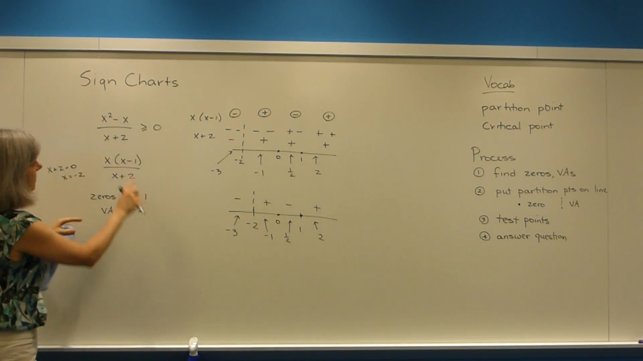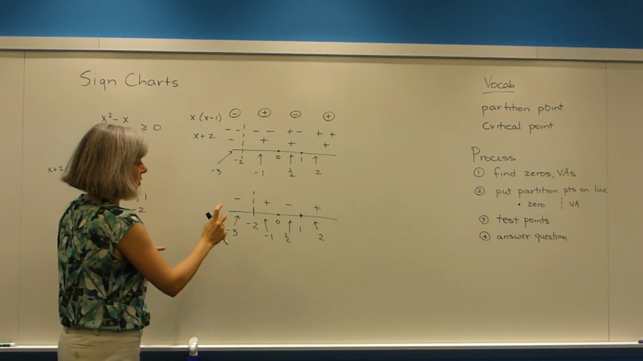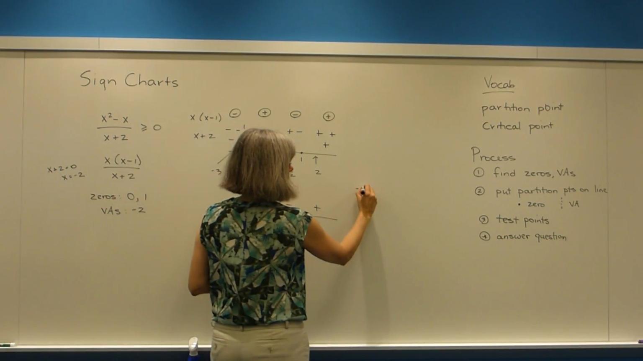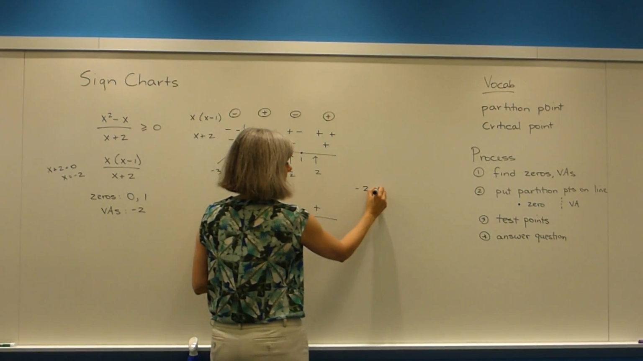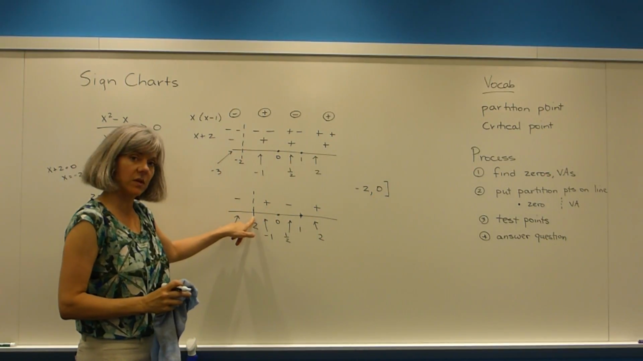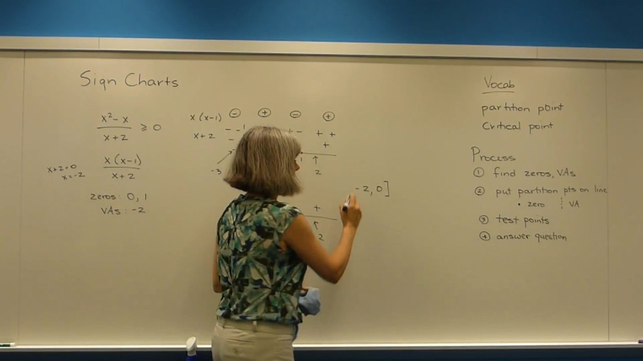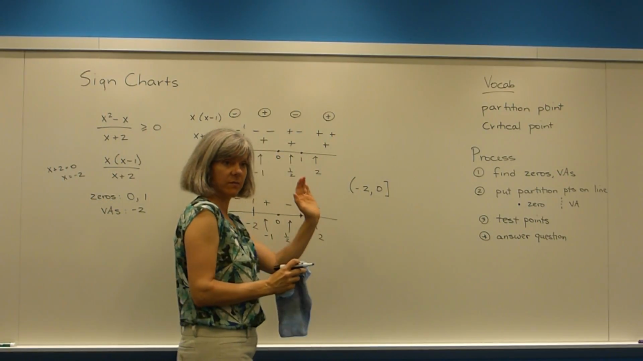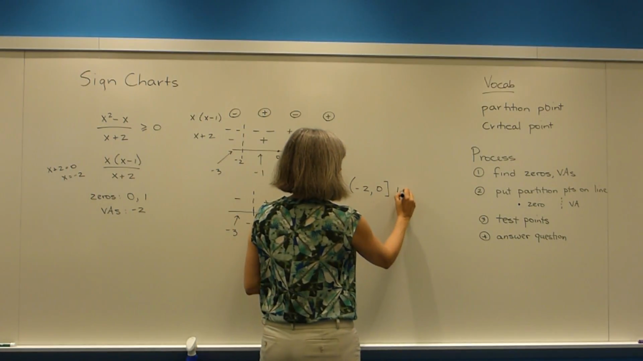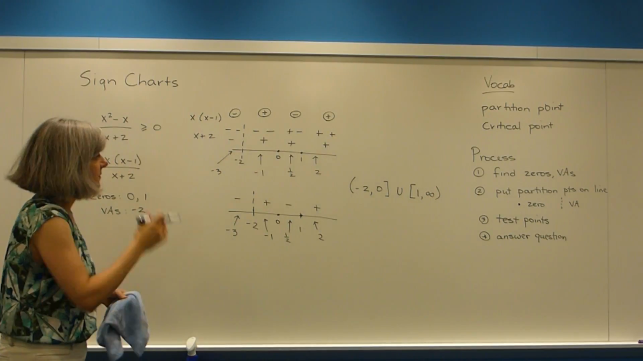Okay, answer the question. Where is this true? I want it to be greater than or equal to 0. So here and here. So this one, -2 up to 0. I include the 0 because that's a point. This is a vertical asymptote. There is no point there. It's not in the domain. It is not a critical point, so I cannot include it. So open regular parentheses. So this section together with this one, that would be our answer.